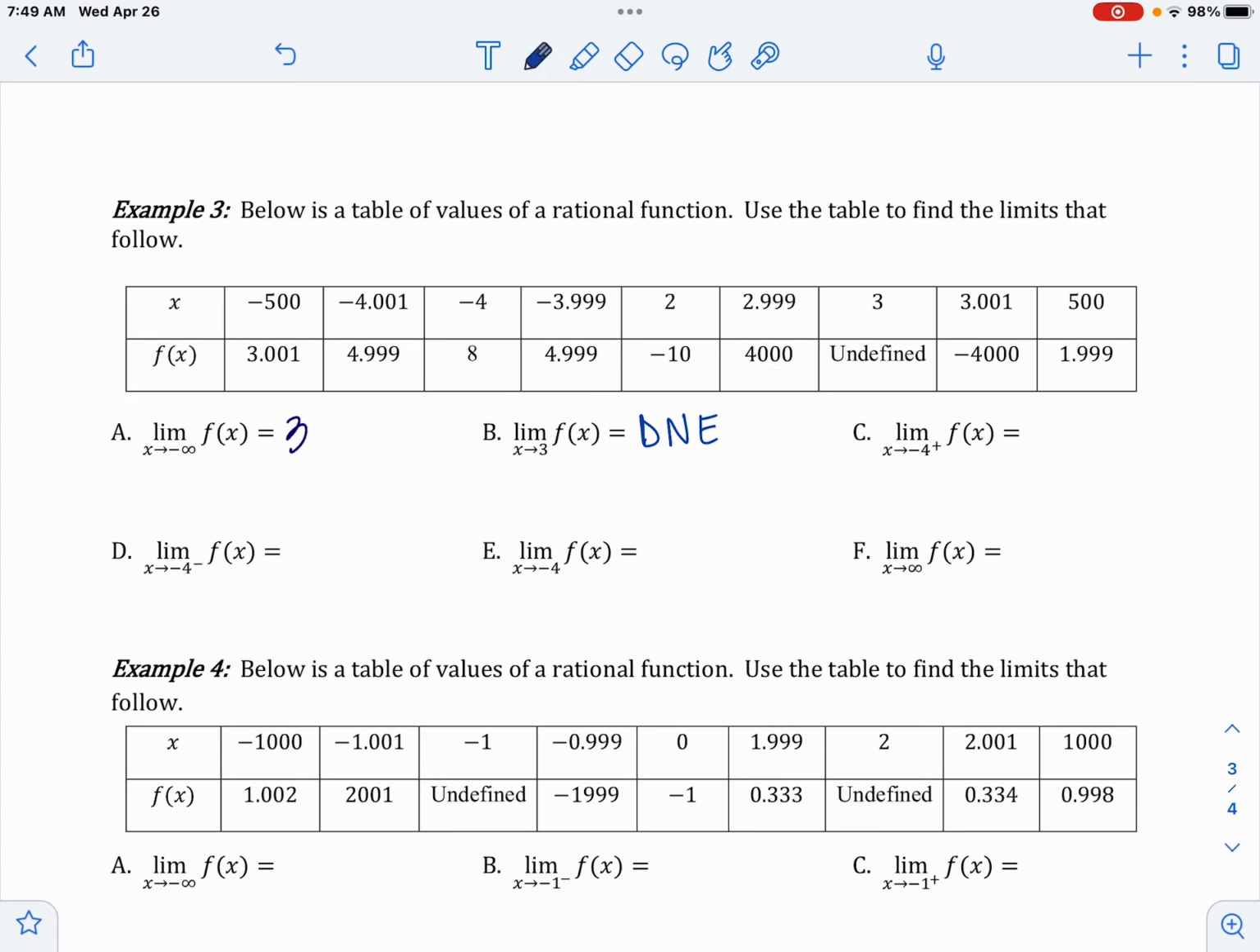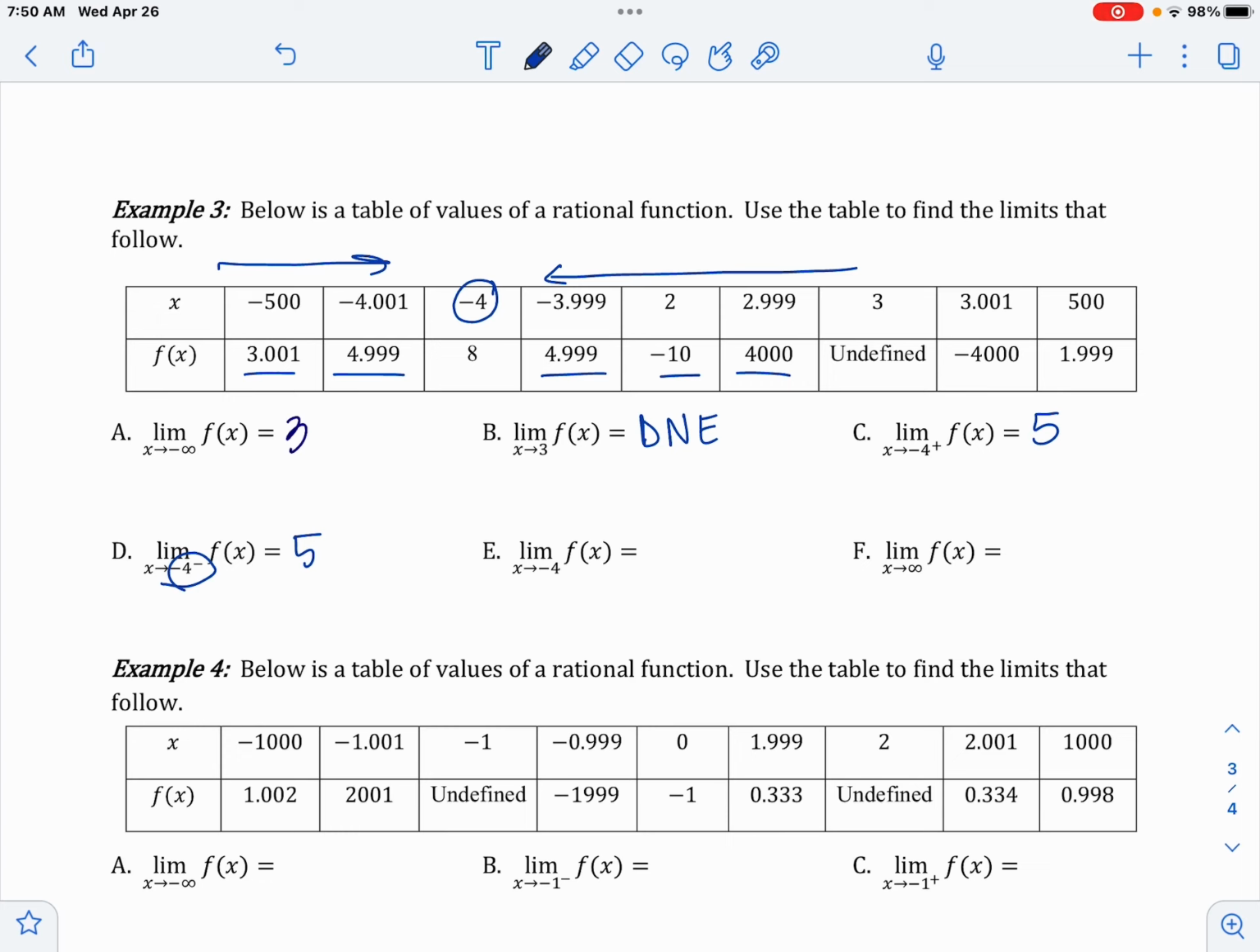All right, the limit as x approaches negative 4 from the right. So here's negative 4. I'm going to approach it from the right. I'm going to look at these values. So it goes 4,000, negative 10, 4.9999. So I'm approaching 5. Now I'm going to do negative 4 from the left. So negative 4 from the left: 3.009, 4.9999. So I'm approaching 5.